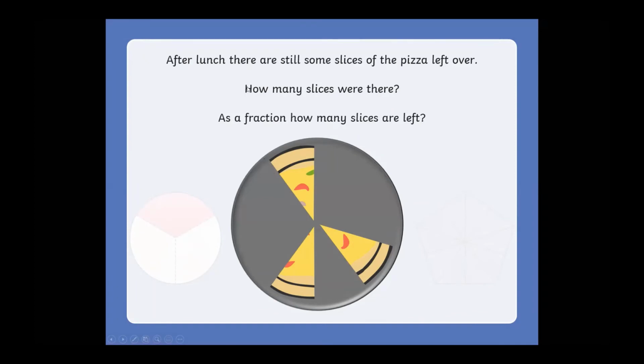After lunch, there are still some slices of pizza left over. How many slices were there? As a fraction, how many slices are left? So we can remember from the last page that our denominator is going to be 10, because there were 10 parts altogether, which make our whole. Now there are 1, 2, 3 slices. So we end up with 3 tenths.